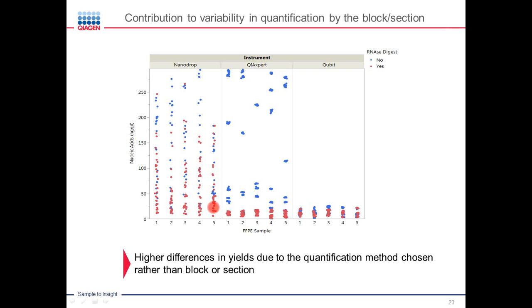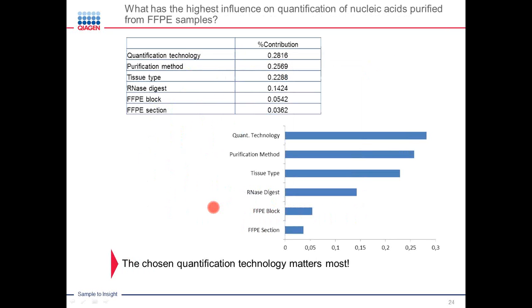So having this huge data set at hand, we of course wanted to determine, of all the factors we looked at, which has the highest influence on the quantity of DNA measured from FFPE samples. So we used a statistical software from the SAS Institute, named JMP 11, to analyze this. The decision tree analysis method was used to determine which of the evaluated parameters has the greatest influence on the variation of DNA quantities measured.